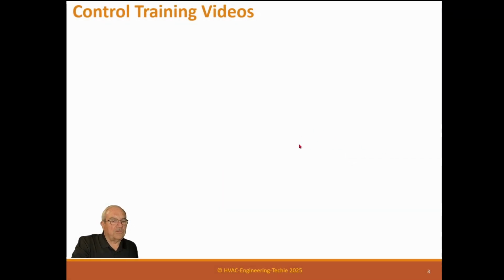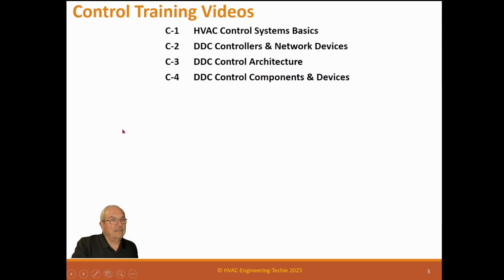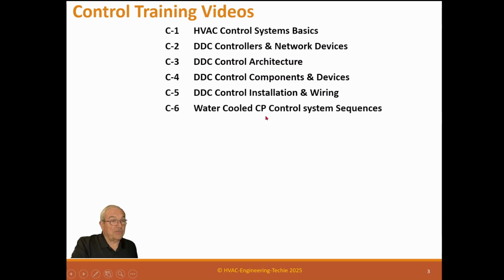All right, so let's take a second to just review the control videos we have available. You've probably already seen this, but we'll go through it quickly. C1 is our control system basics, which a person should take to learn the basic concepts and language about controls. C3 is DDC control architecture. What does the architecture, what do the networks look like? And C4 is DDC control components and devices, those devices used for the network. C5, DDC control installation of wire, how you actually wire up the stuff, and what's important. There are certain things that, if you do them wrong, will really mess with your system.